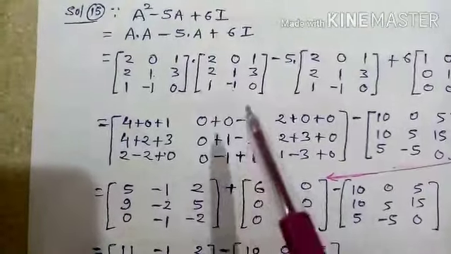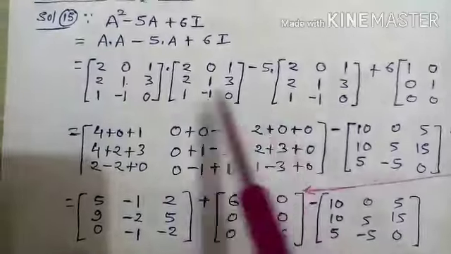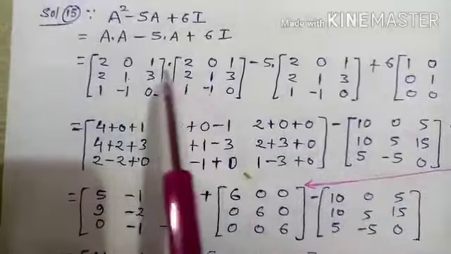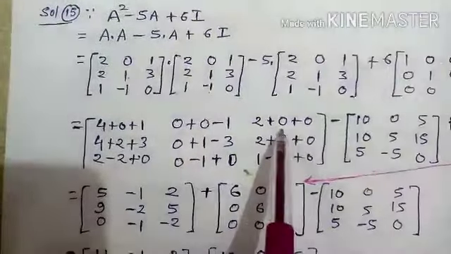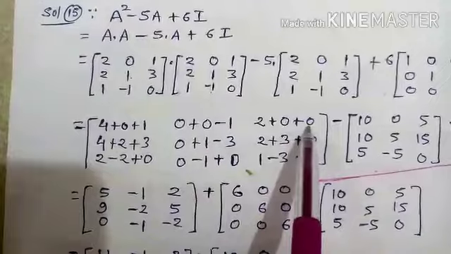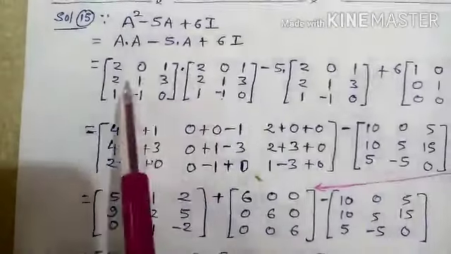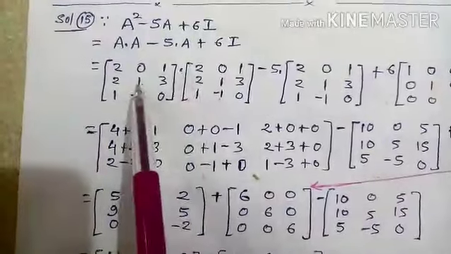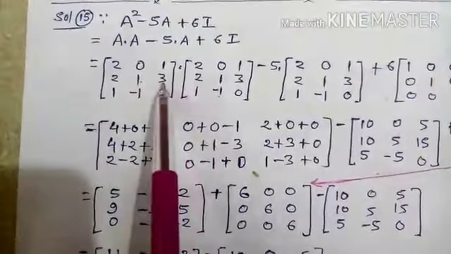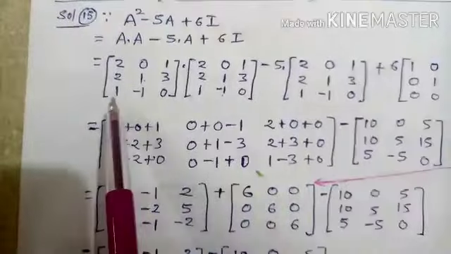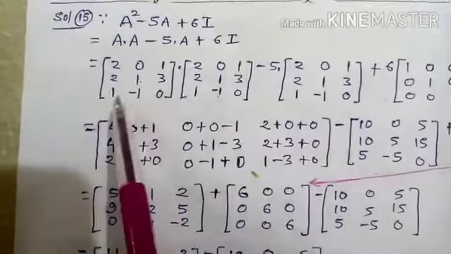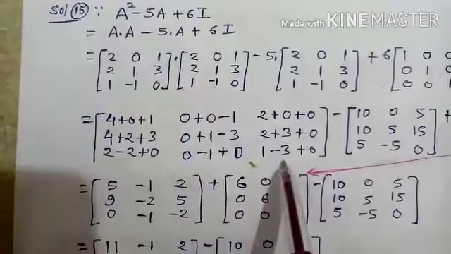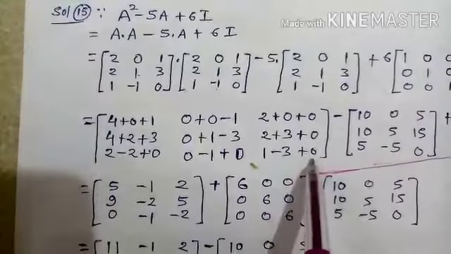Now the elements of the third column. First row, third column: 2 into 1 is 2, 0 into 3 is 0, 1 into 0 is 0. Next, second row, third column: 2 into 1 is 2, 1 into 3 is 3, and 3 into 0 is 0. And last, third row, third column: 1 into 1 is 1, −1 into 3 is −3, and 0 into 0 is 0.